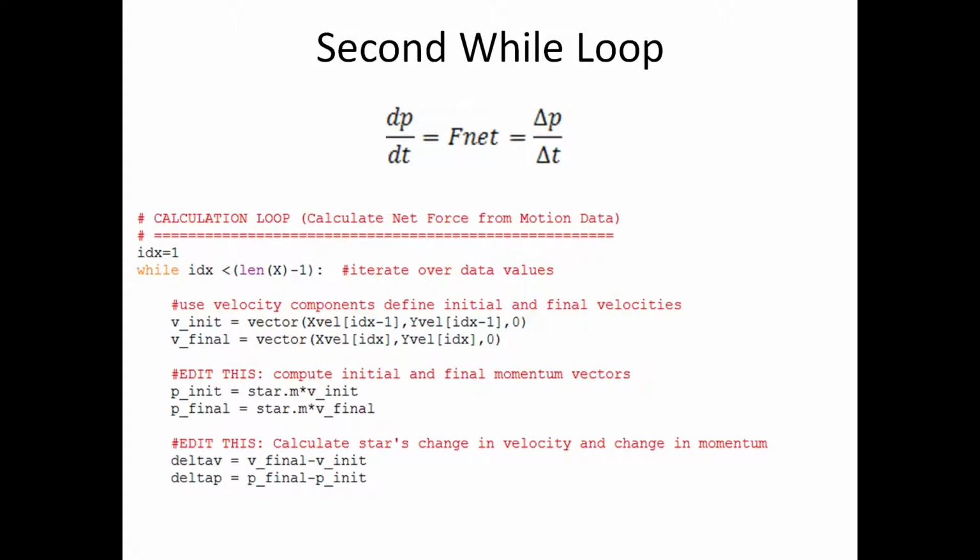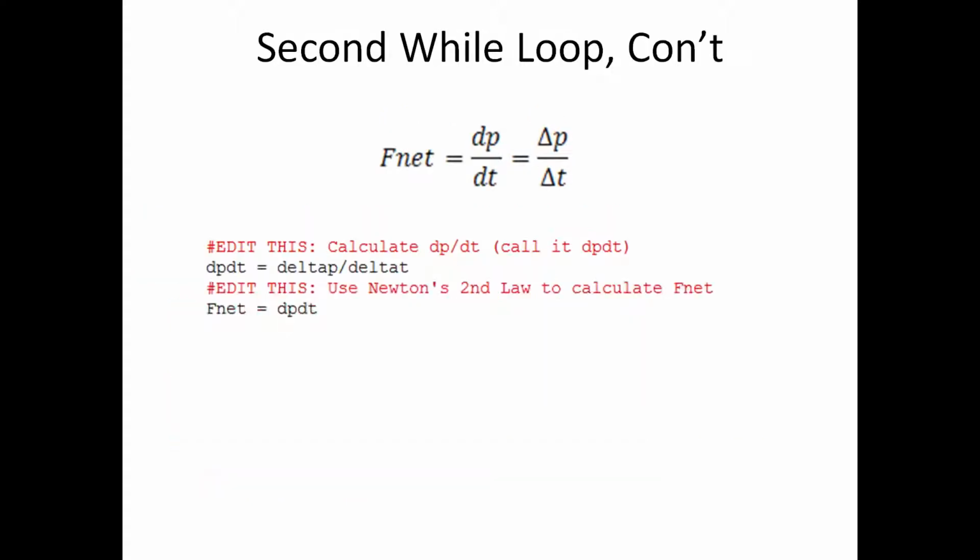The second while loop is where the majority of the work will be done. The loop will find the initial velocity and the final velocity of the star, as well as take that information and find the initial momentum and the final momentum by multiplying said velocities with the star's mass. Ultimately, all of this is to find delta v and delta p, which are found by subtracting the corresponding velocity and momentum initial values from the final values. dp dt is equal to the change in momentum over the change in time.